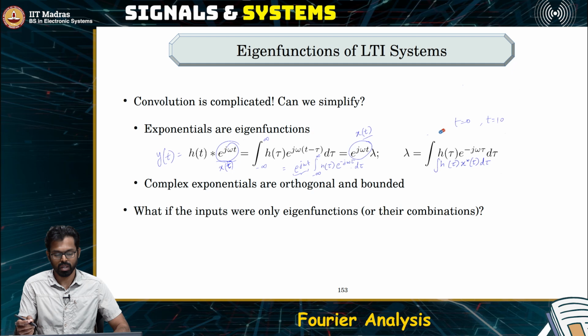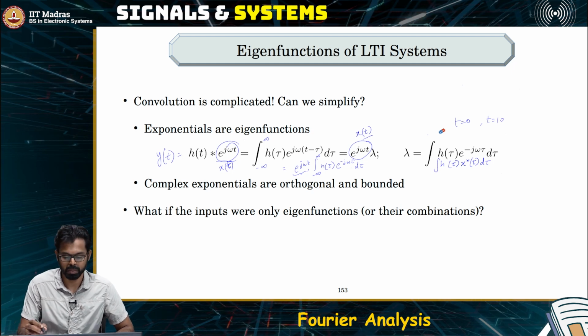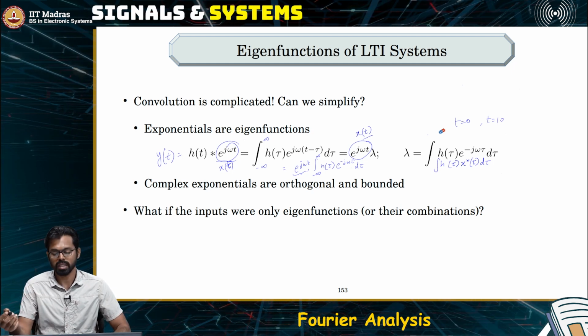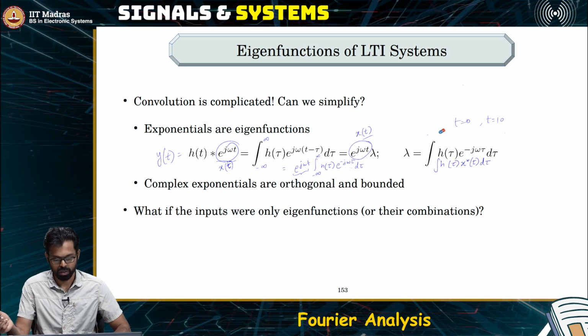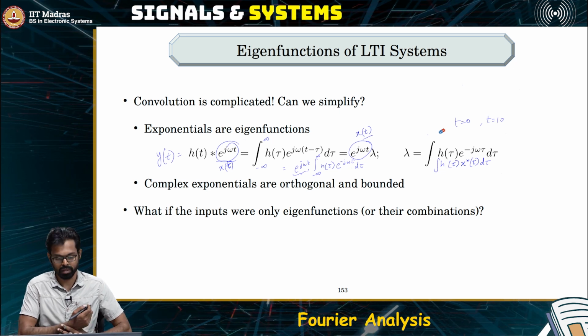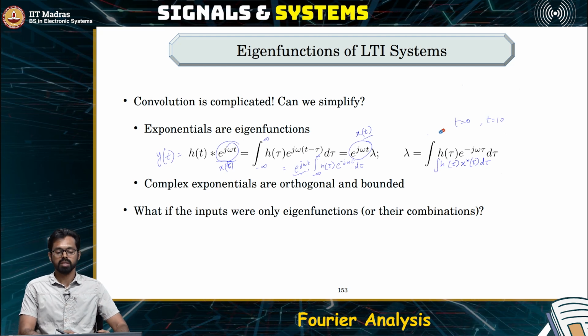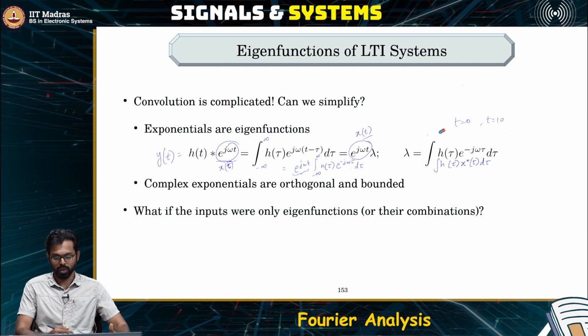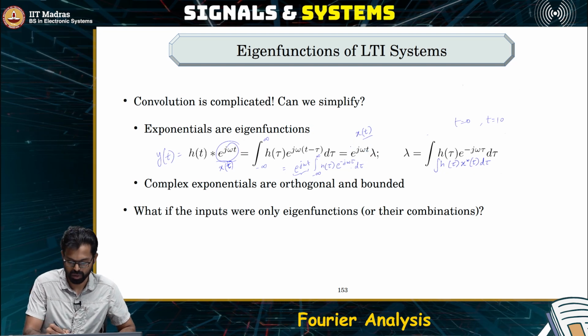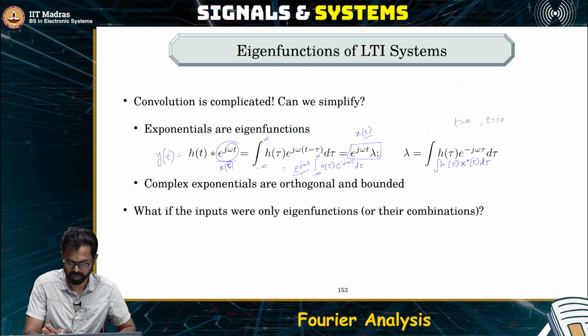Hence it is a constant. So the output now simply becomes a constant multiplied with the input. This is essentially the definition of eigenfunction, and hence complex exponentials turn out to be eigenfunctions of any LTI system. Okay, this is very, very useful for us. We'll see how this is useful.